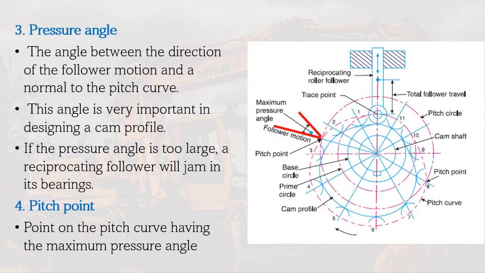So here we can see the pressure angle. It is the angle between these two red lines here. So this first line here is the follower motion because it will be translating in that direction. On the other hand, this line here represents the normal to the pitch curve or perpendicular to the pitch curve. So the angle between them is the pressure angle, and this portion here is the maximum pressure angle. The point on the pitch curve with the maximum pressure angle is the pitch point, as you can see here. So this point is the pitch point. We also have another pitch point here.